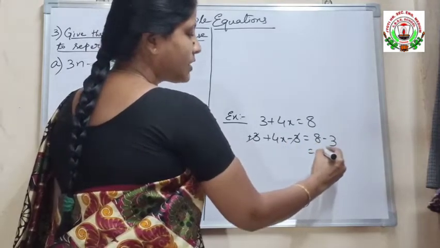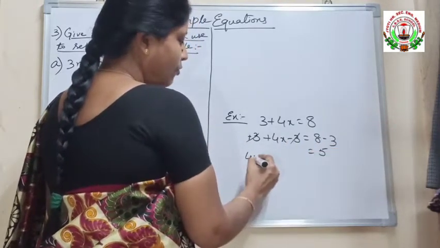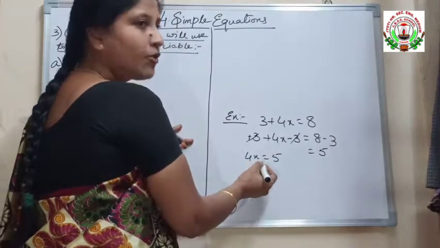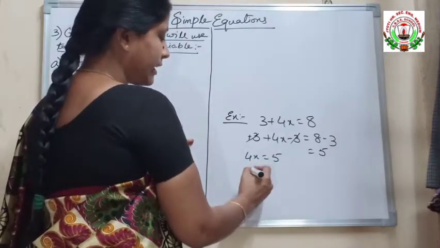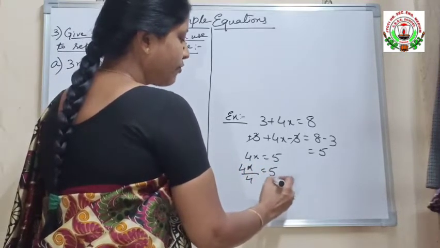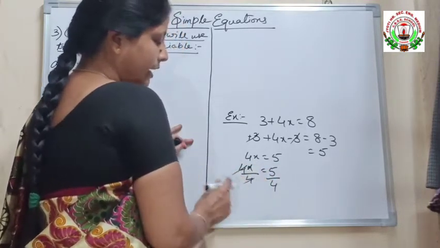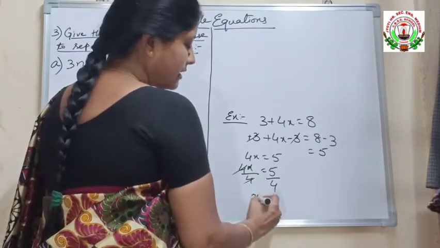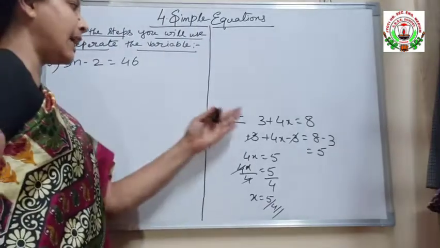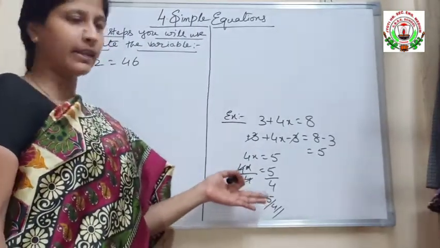3 minus 3 got cancelled, and 8 minus 3 is 5, and 4x is equals to 5. 4 is multiplied with x, so we have to divide with 4 on both sides. So 4x by 4 is equals to 5 by 4, so 4 and 4 got cancelled. So I got the answer as x is equals to 5 by 4. This is your answer. This type of question we have done in the first and second question.